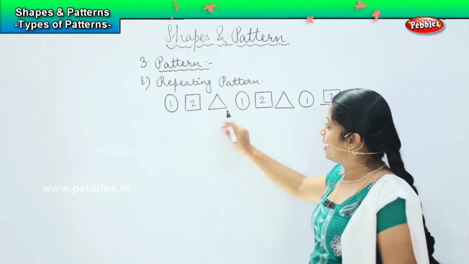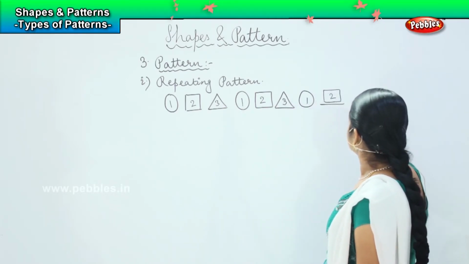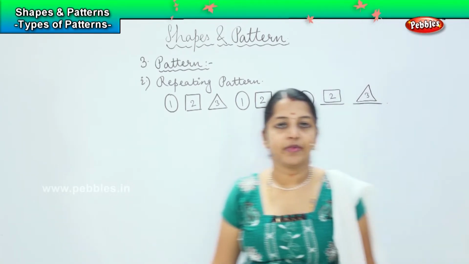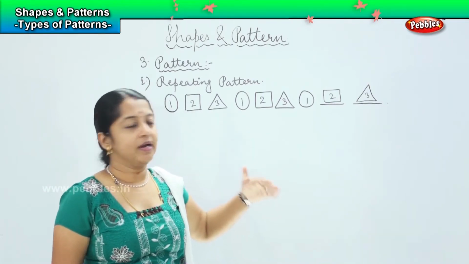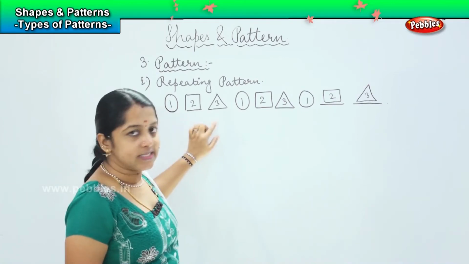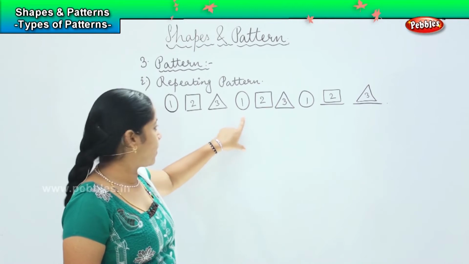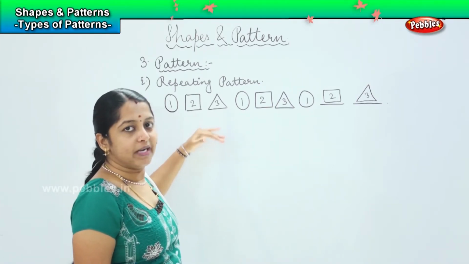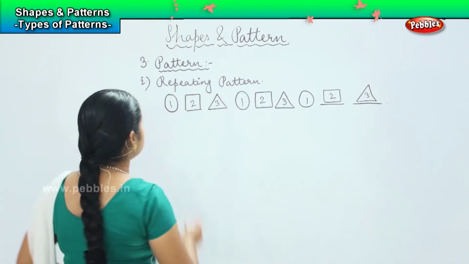The third figure, it's a triangle. Here also it's a triangle. So, which means the third one should be a triangle as well. Okay. So, repeating pattern is something where some of the shapes get repeated after a particular period. Here in this case, the first figure is getting repeated after the third number. Okay. Can you notice here? So, this is an example of a repeating pattern. Okay. The next one is called the increasing pattern.